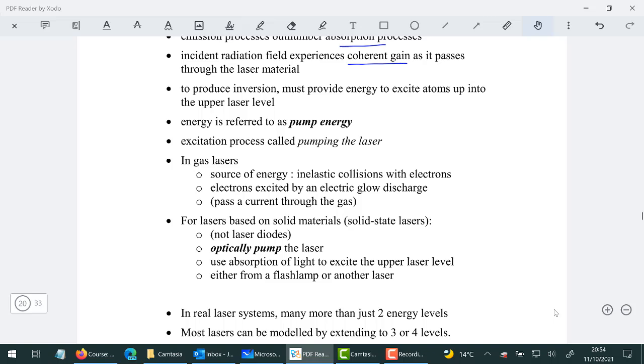For solid state lasers, or solid lasers, not laser diodes, usually these are optically pumped. In other words, we use maybe a laser diode as our excitation source, our pump source, or we could use a flash lamp, or lots of other options. But usually it's some sort of optical process for solid state lasers in the near infrared and the infrared.